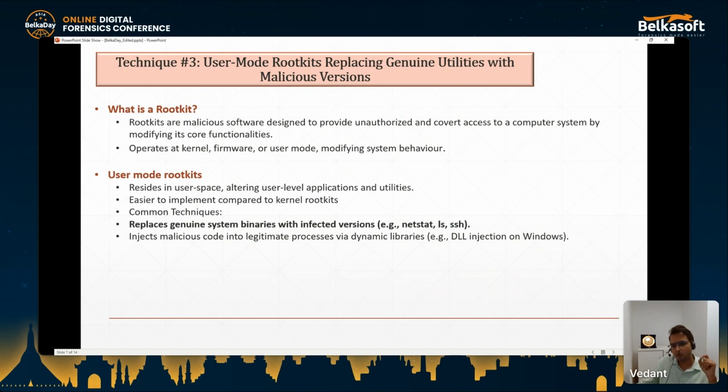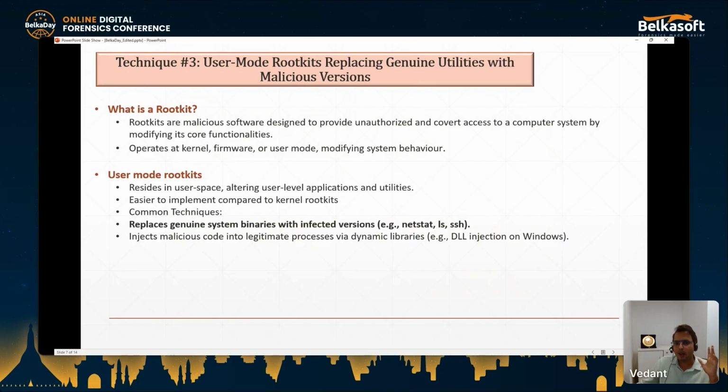Now, you will be able to do all these things, but that netstat will not show any connection from the malware. It will not list any of the files that are put on that system by the attacker. In that way, it will hide the traces of the attacker or threat actor activity.